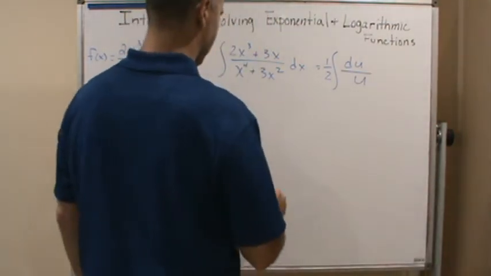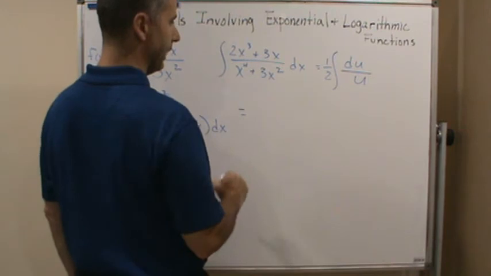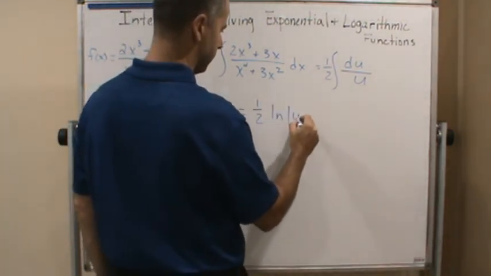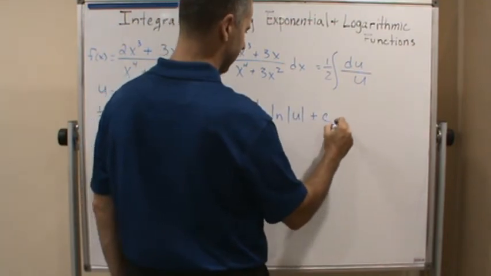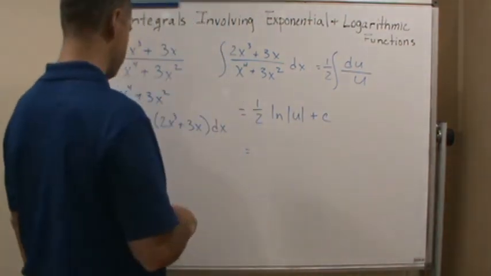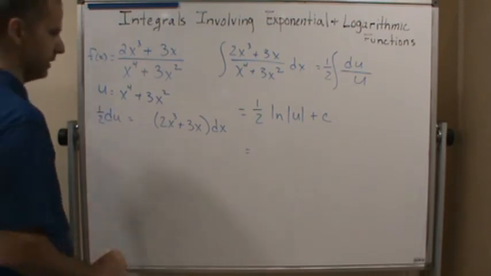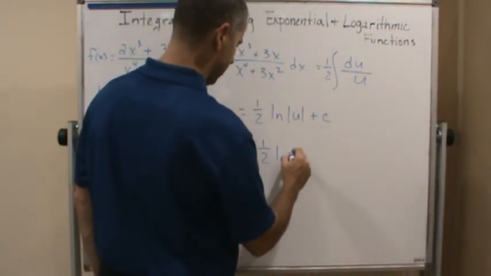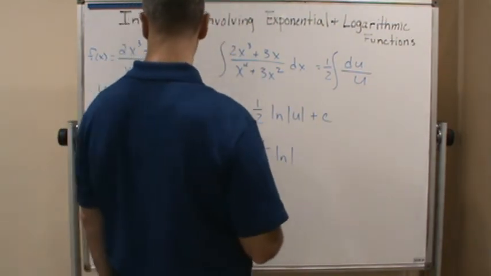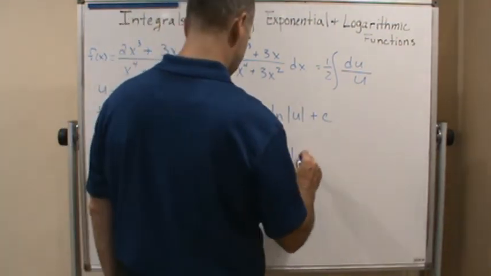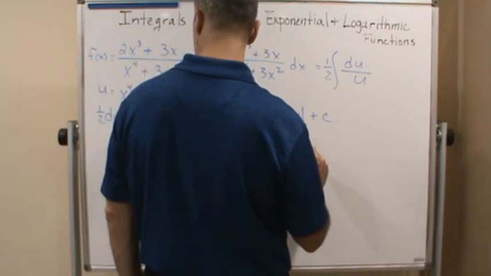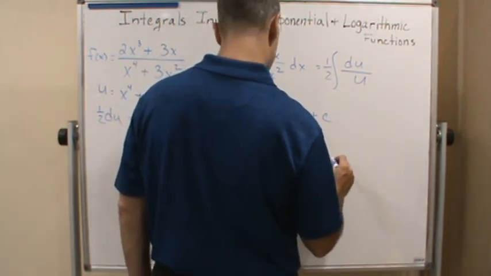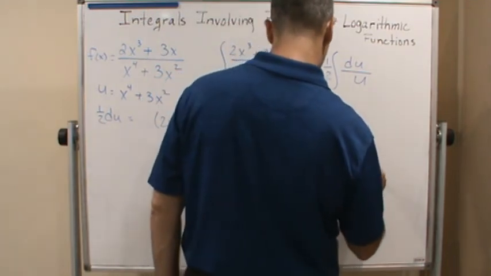And I'm done, almost. So now this is going to equal 1/2 the natural log of the absolute value of u plus c. And now all I have to do is put back in for u, which is this, and I'm done. So it's 1/2 times the natural log of the absolute value of x to the 4th plus 3x squared plus c.